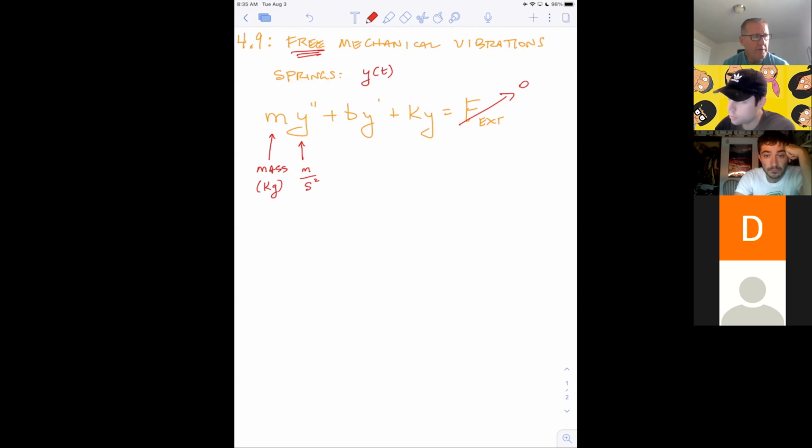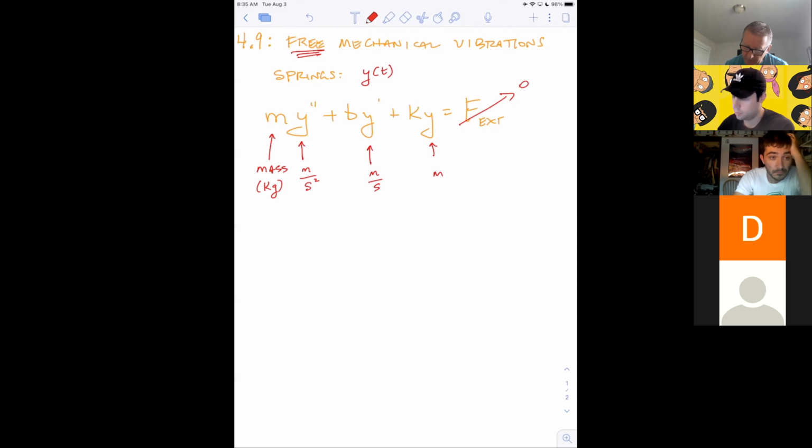That's kind of a crazy unit. And then this y prime would be meters per second, because that's speed. And this y would just be meters. Does that all make sense? So y is the position.